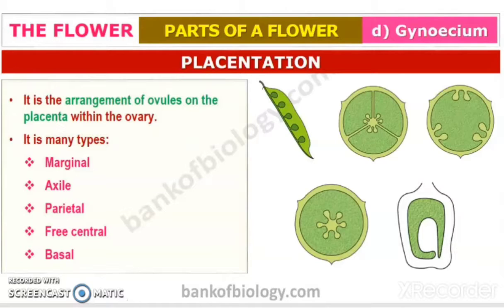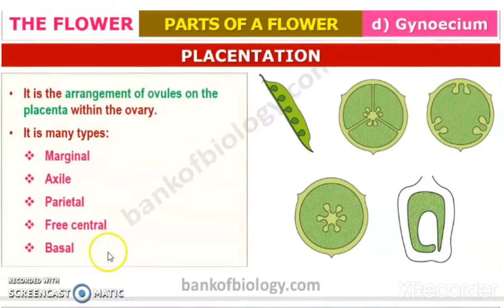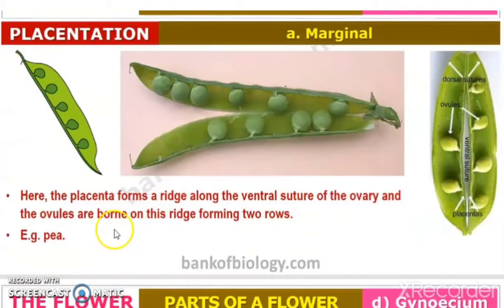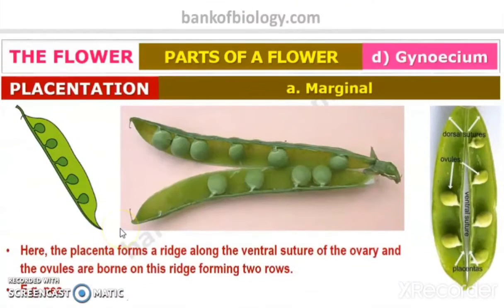So these are the 5 types of placentation seen within the ovary. Now let us learn about each one in detail. So here the first one is marginal. As the name says, margin, it develops from the margin, right?